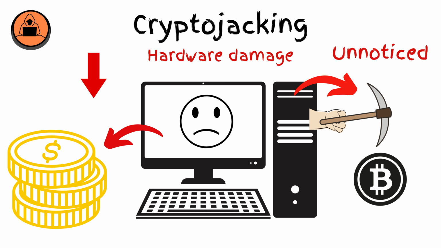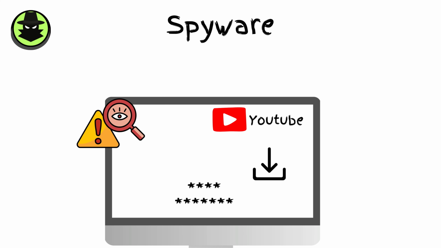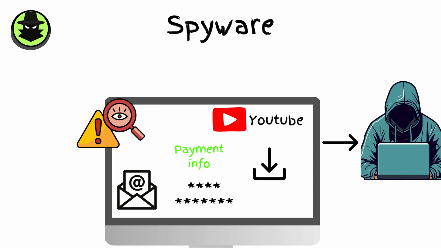Spyware is a type of malware that secretly gathers information about users, including the websites they visit, downloads, usernames, passwords, payment information, and emails sent and received. This information is usually sent to cybercriminals who may sell it or use it for malicious purposes.